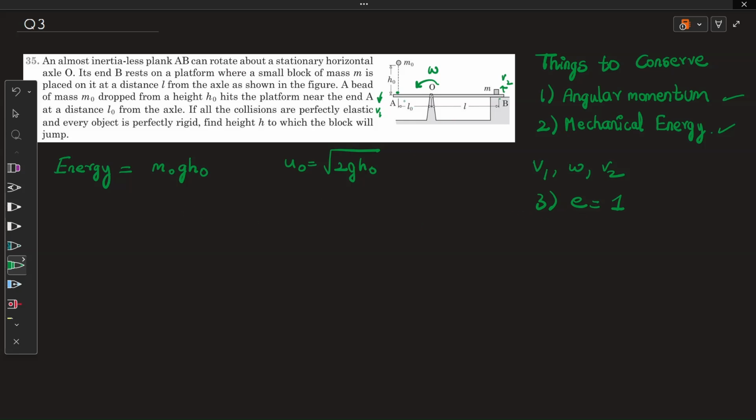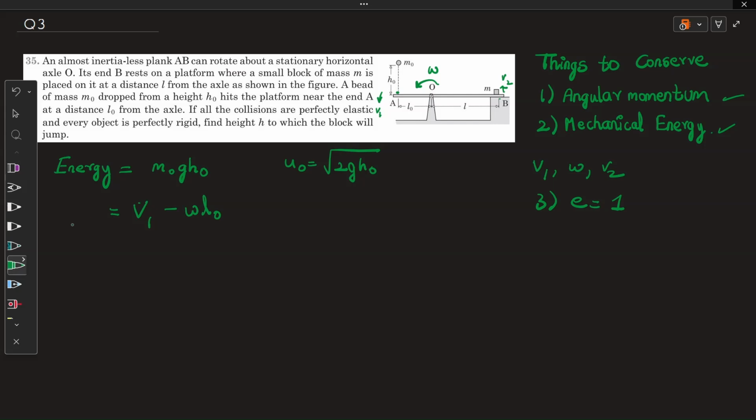Let's consider here two collisions, the collision between these two and the collision between these two. The velocity of approach over here is nothing but v1, which is equal to the velocity of separation. Just after separation, if this goes with omega into L naught, this goes down. So v1 minus omega L naught.